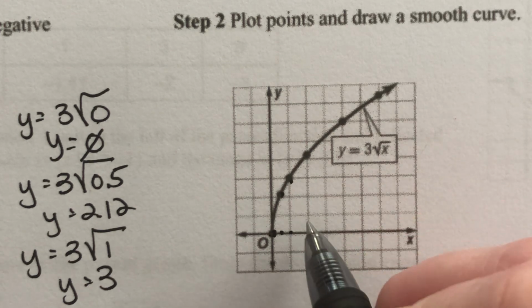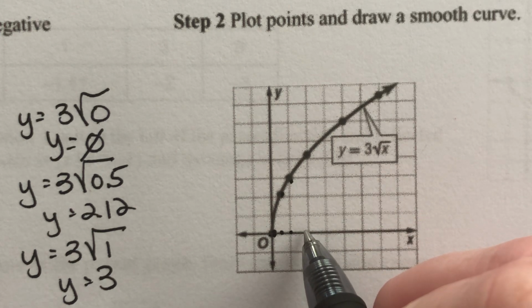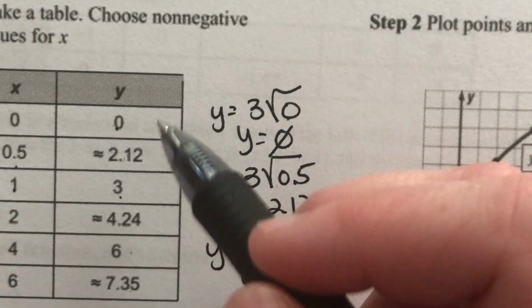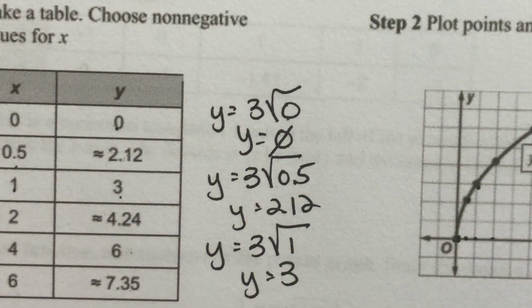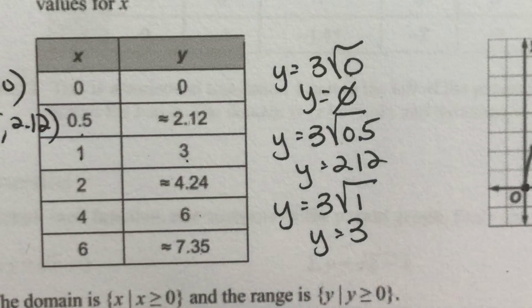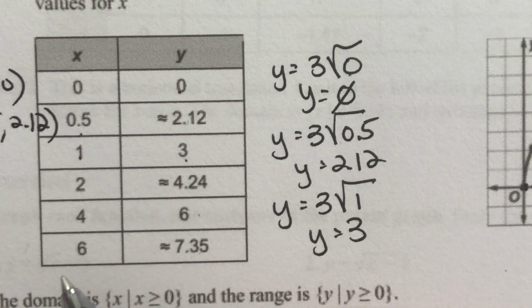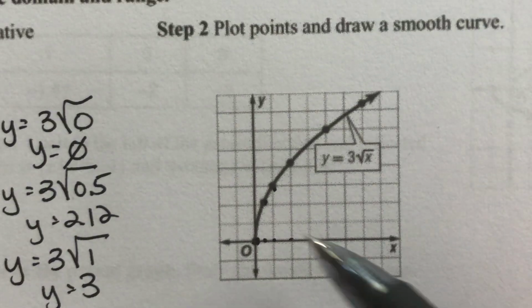We go over 4 units. Oh, we went over 2 units, sorry. When we go over 2 units, we get about 4.24. I'm just looking at this right here. This file is included, so you can always print it out and look at it yourself. When x is 2, y is 4.24. When x is 4, y is 6. When x is 6, y is 7.35. So they just plotted all of these.